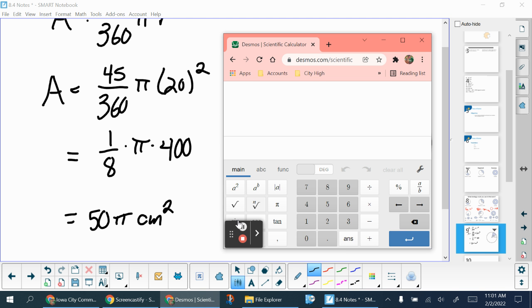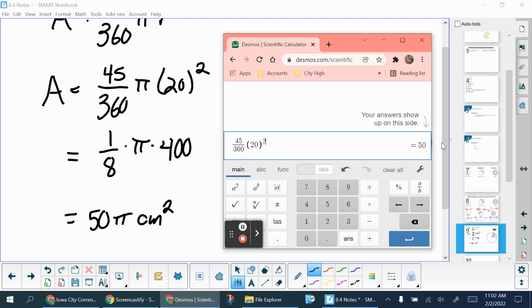So, got my scientific calculator. If I don't want to, I could use the scientific calculator to simplify, all that fun stuff. If I take 45 divided by 360, it will simplify that for me into 1/8. But what I can do here is, again, since this is all multiplication, it doesn't matter if I just leave the pi at the end. And so I can do 45 over 360 times 20 squared.